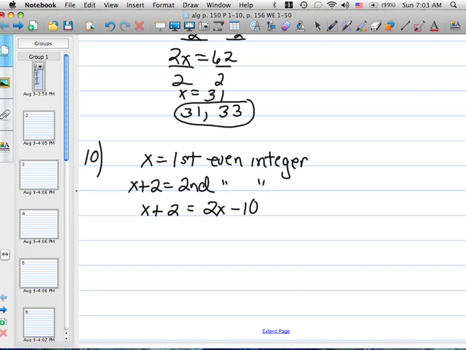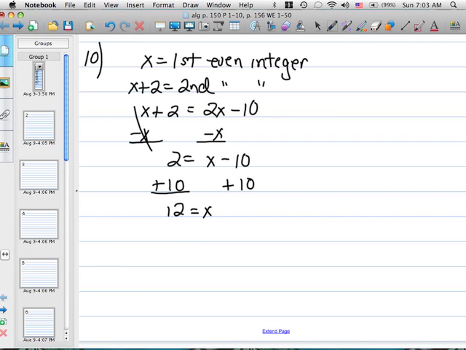We have variables on both sides of the equation. We want to get the variable on one side, so I'm going to subtract x from both sides. So now I have 2 equals x minus 10. Solving for x, undo the subtraction, add 10. I get 12 equals x. So the 2 integers would be 12 and 14.